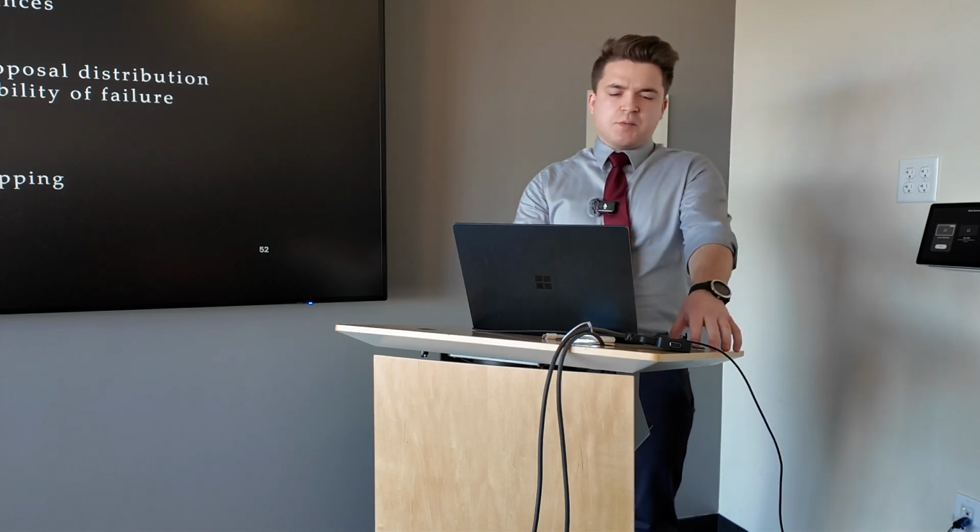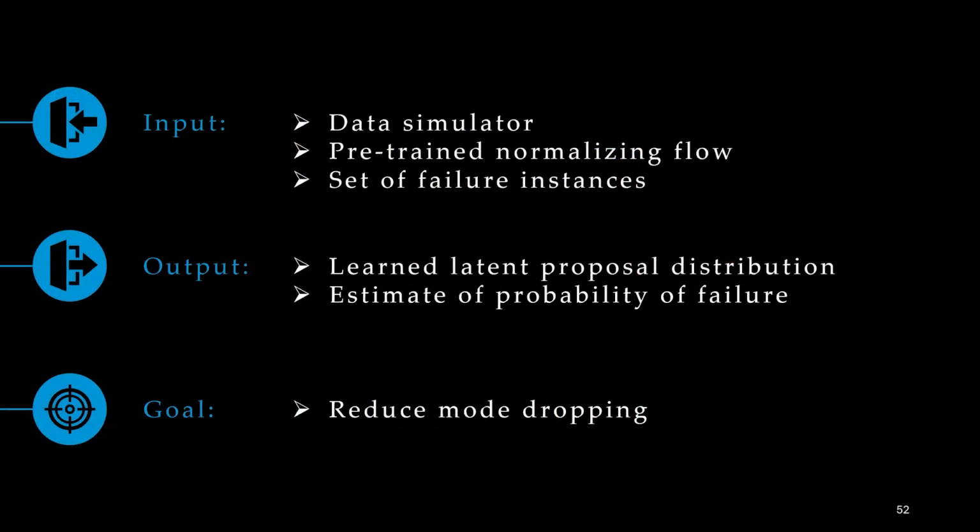And to formalize the inputs and outputs of this method, this algorithm takes as input a data simulator, a pre-trained normalizing flow, and a set of failure instances. And the output is going to be a learned latent proposal distribution with some estimate of the probability of failure for that system. And the end goal of this approach is to reduce mode dropping compared to more vanilla importance sampling.